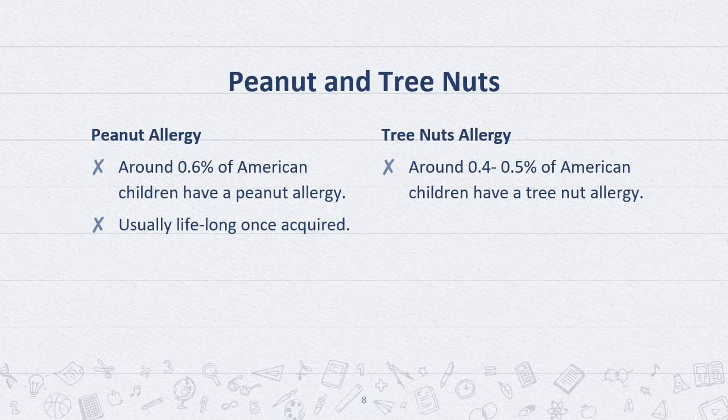Peanut and tree nuts. According to kidswithfoodallergies.org, peanut allergy is a common allergy among children. Around 0.6% of American children have a peanut allergy. It is usually lifelong once acquired. They must avoid peanut in all forms. This includes all peanut products. They also must avoid anything containing traces of peanut ingredients. Tree nuts allergy. Around 0.4 to 0.5% of American children have a tree nut allergy.